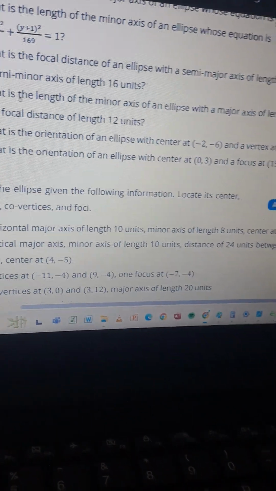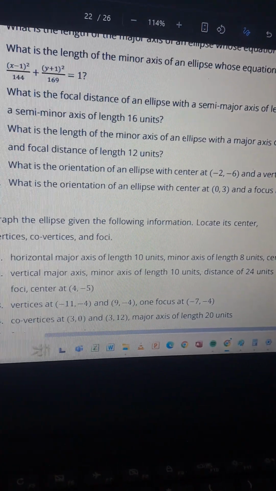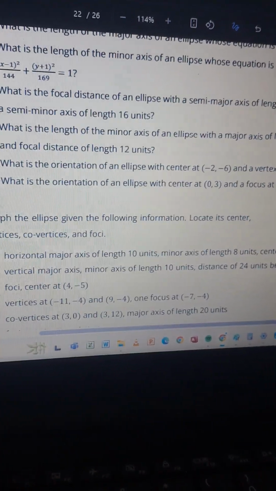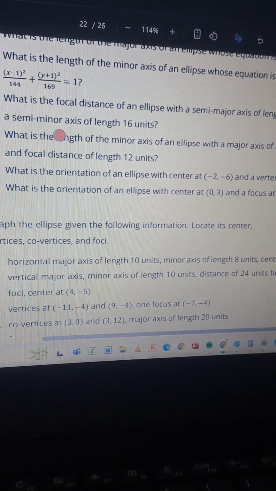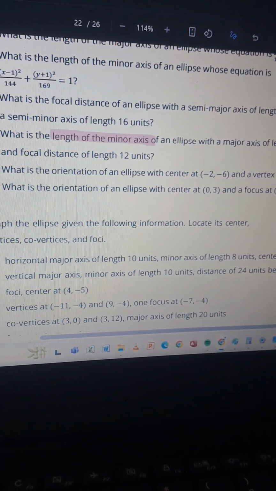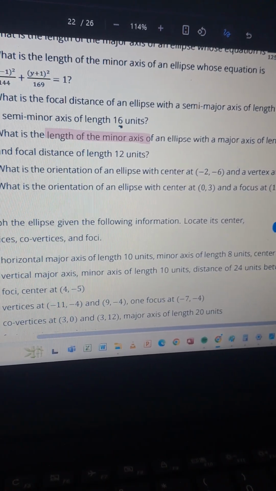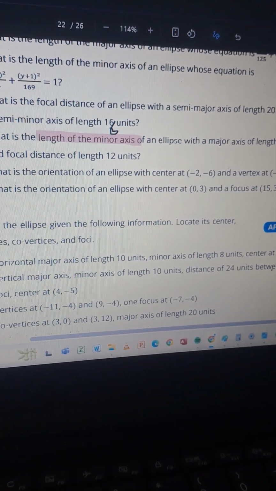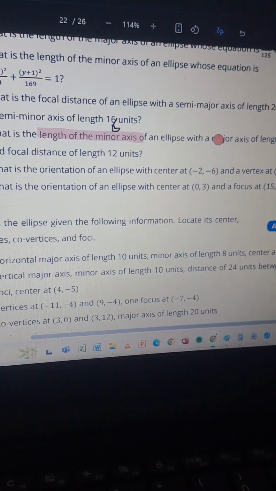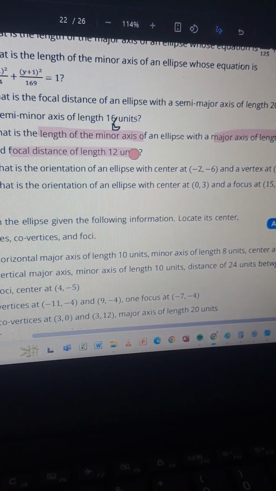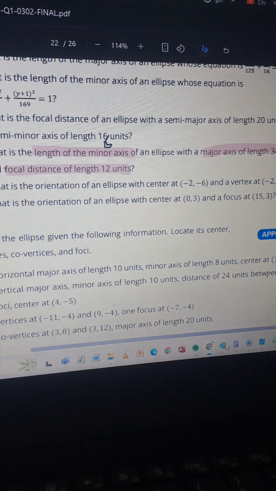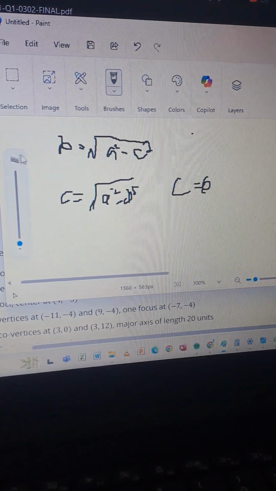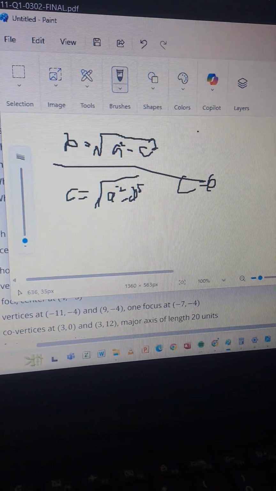Next is number 4. What is the length of the minor axis of an ellipse with a major axis of length 34 units and a focal distance of length 12 units? So, ang gipangita karon kay minor axis, which is basically our B. B na pod ang gipangita. Ang gihatag niya kay major axis of length of 34 units and a focal distance of length of 12 units. So, ang gihatag kay C and A. So, ang gibutang naman ako diri ang formula, which is B equals the square root of A squared minus C squared.